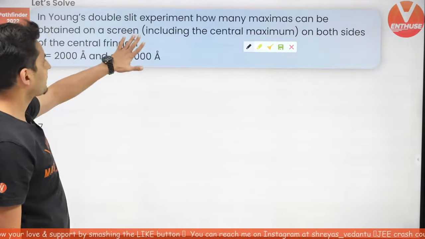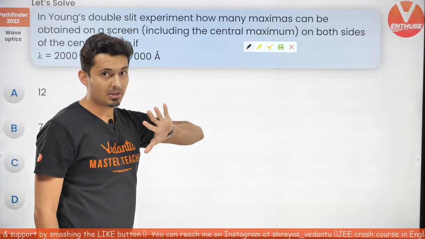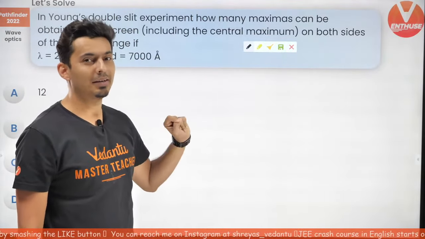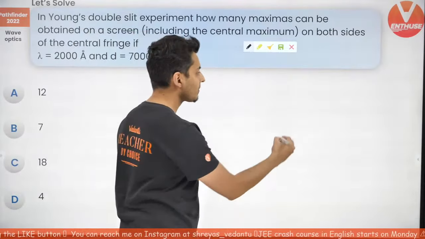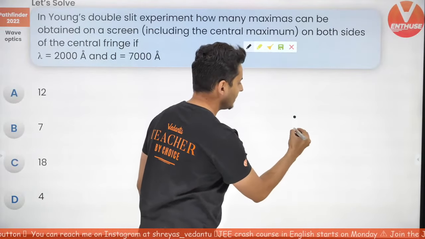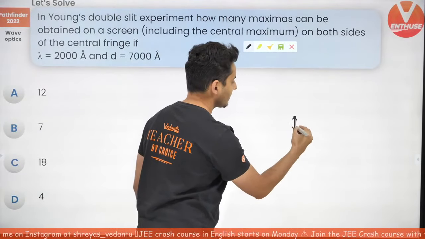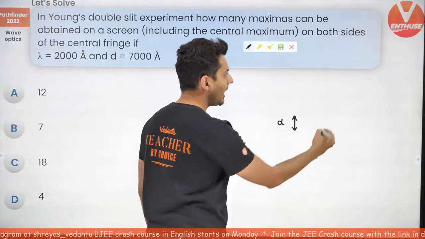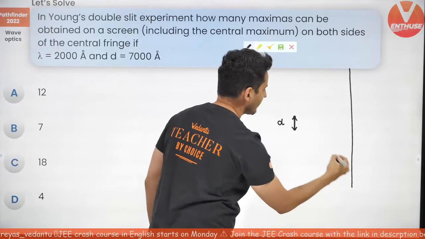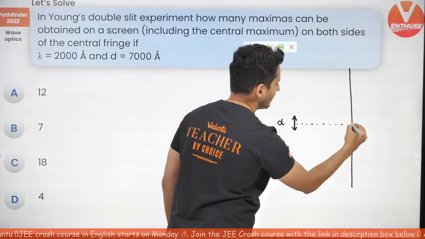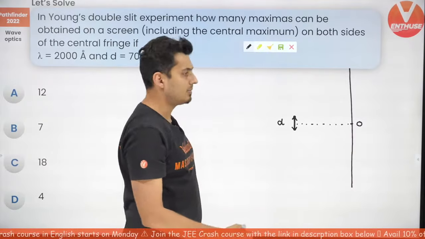Now, in order to solve these kind of questions, I'll tell you what to do. There is a small trick, and listen to the trick. Just first of all, visualize the diagram. This is basically the distance between the slits. This is D, and this is my screen. This is my central line. This is the central maxima.